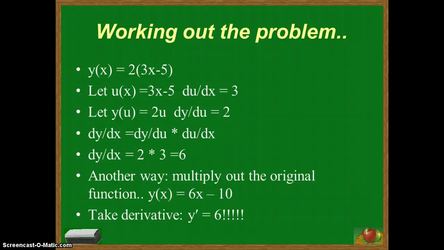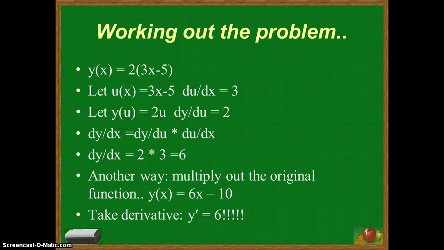Here's a simple problem. This is the problem we started with at the beginning. y of x equals 2 times (3x minus 5). Let u of x, our inside function, equal 3x minus 5. Therefore, du/dx, the derivative of u with respect to x, would just be 3. Let y of u equal 2u. That would be our outside function. dy/du, the derivative of y with respect to u, would just be 2. dy/dx is the product of dy/du, the derivative of the outside, times du/dx, the derivative of the inside. Therefore, dy/dx would be 2 times 3, or 6.